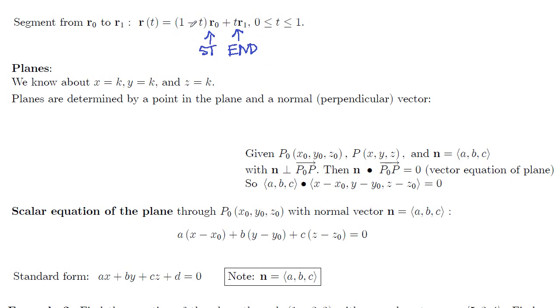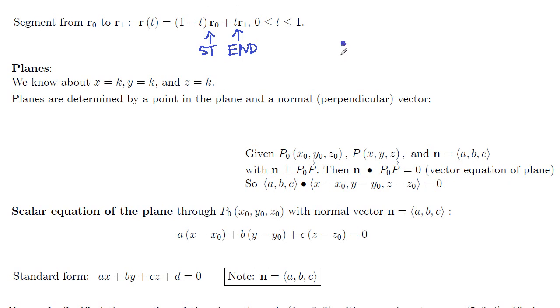Now notice here when t equals 0, we get 1 times R0 plus 0 times R1, so you're at the start. When t is equal to 1, the other end of our range, we get 0 times R0 plus 1 times R1, so we're at the end. And if t was 1/2, we get 1/2 R0 plus 1/2 R1, we'd be right in the middle.